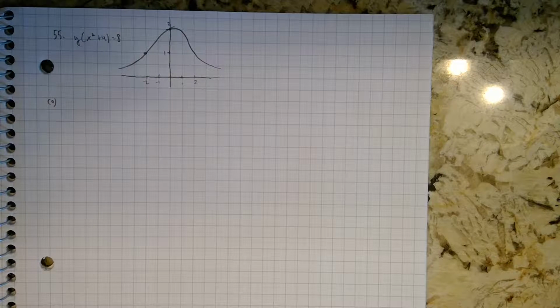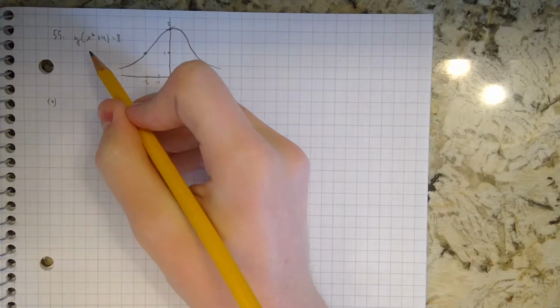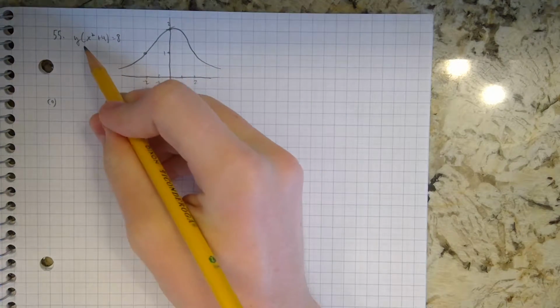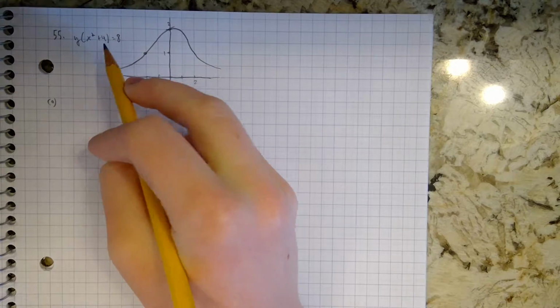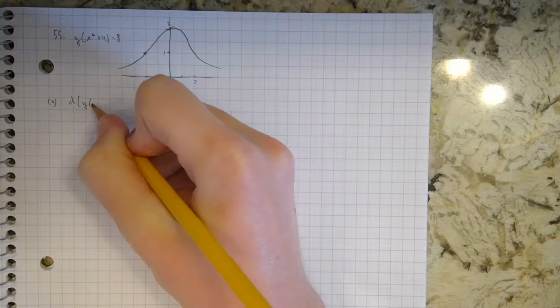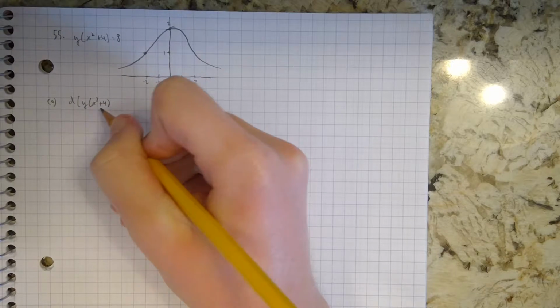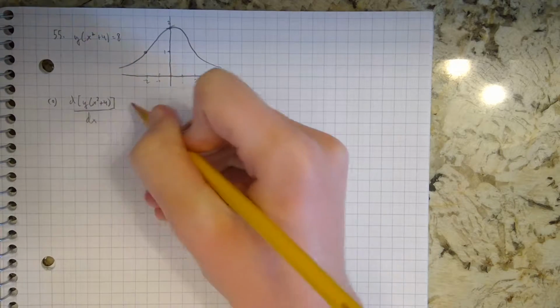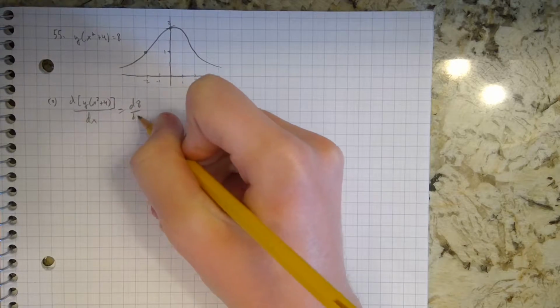This is Colin Harrison, and this is question 55 from section 3.7 in the Briggs textbook. So A says to use implicit differentiation to find dy/dx of this equation. So we'll begin. The derivative of y times (x squared plus 4) with respect to x is equal to the derivative of 8 with respect to x.